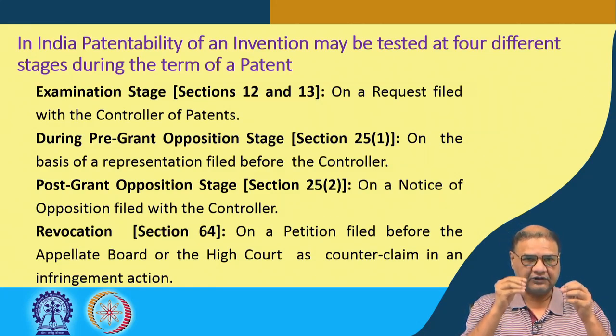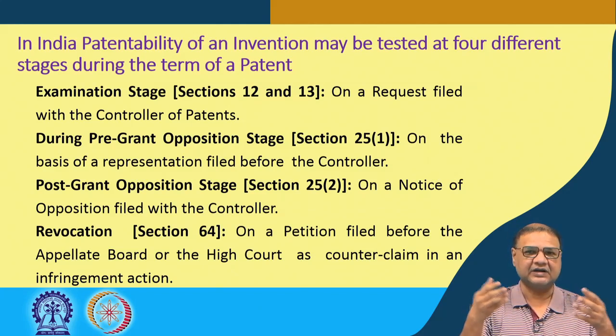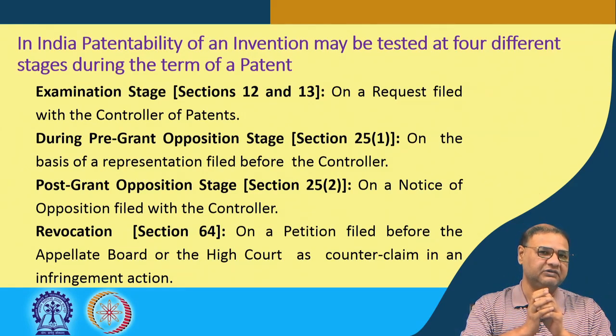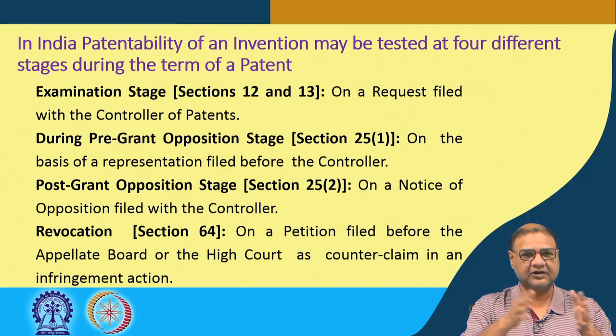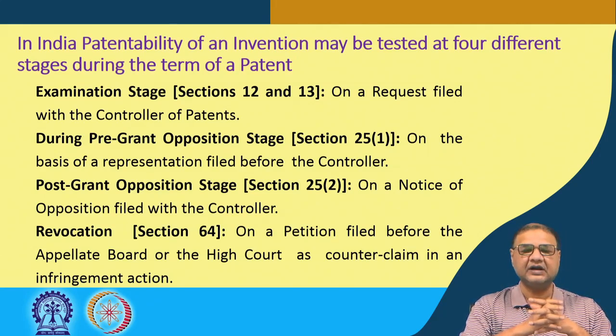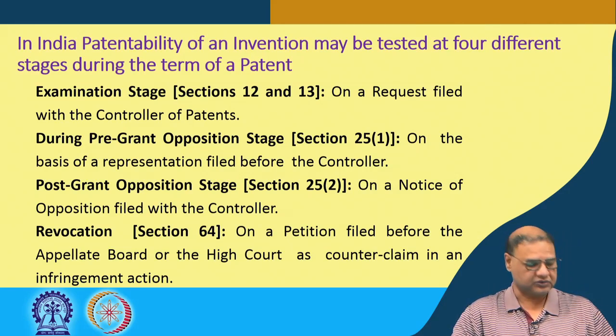And the issues of patentability can be raised by someone who wants to oppose a patent grant, and that is under section 25(1) of the Patent Act. And then from the date of grant, within 1 year there is a window period. Within that window period, post grant opposition can also be filed. And after that 1 year from the date of grant, throughout the life of the patent, anyone who thinks that the patent does not have those criteria of patentability can apply for revocation of patent, and this revocation petition can be filed before the Intellectual Property Appellate Board, IPAB, or before the High Court as a counterclaim in an infringement suit.